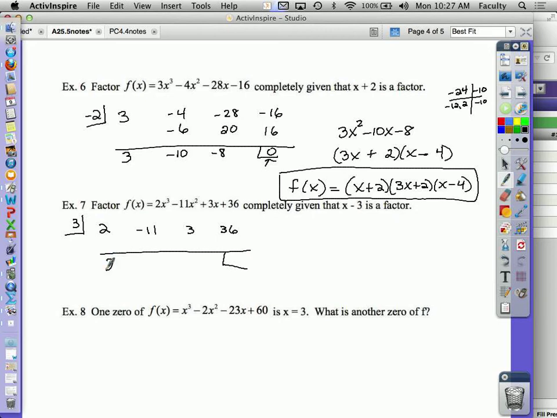Alright, so you bring down the 2. 3 times 2 is 6. Add the column. 3 times negative 5 is negative 15. Add the column. 3 times negative 12 is negative 36. And I get 0. Now let me ask again, what does it mean when the remainder is 0?